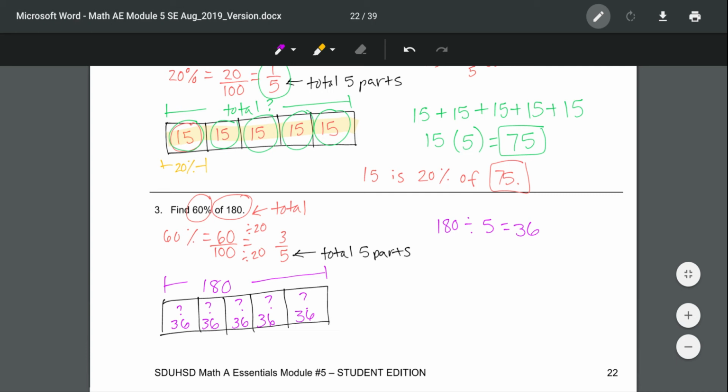So you want to find 60%, which would be 3/5. So 3 of these fifths. What's the value of those 3/5? Those 3/5, you could take 36 plus 36 plus 36, or you could take 3 times 36 to get your answer.